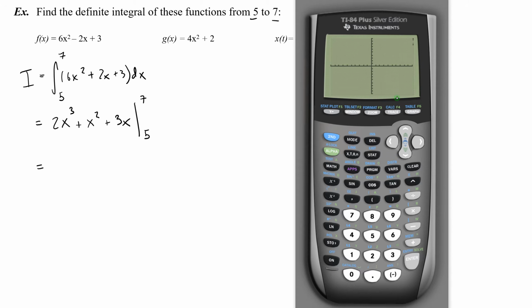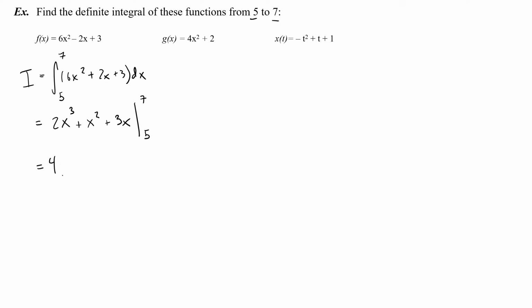Okay, then I graph it. Can kind of see it. And in order for me to do second calc, 7, or the integral function, press enter. Got to put in the lower limit, which is 5, then the upper limit, which is 7. And that gives me 466. So here I write 466. All right, let's do this next one.